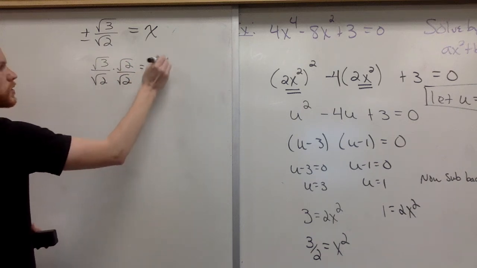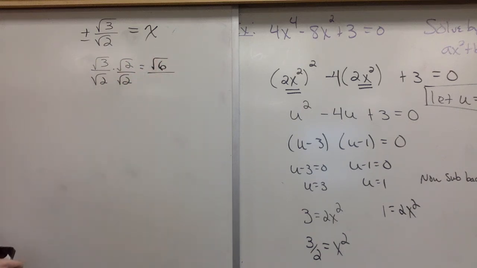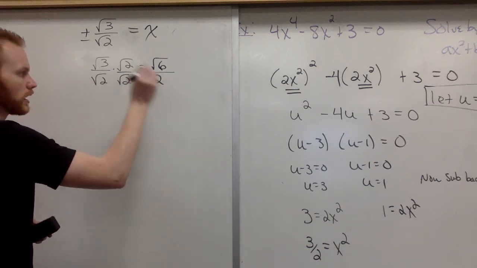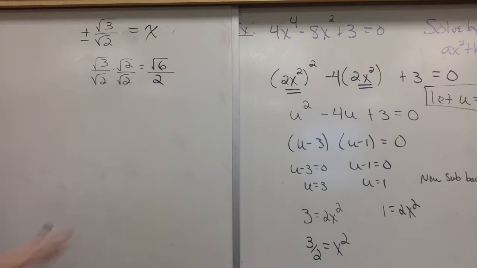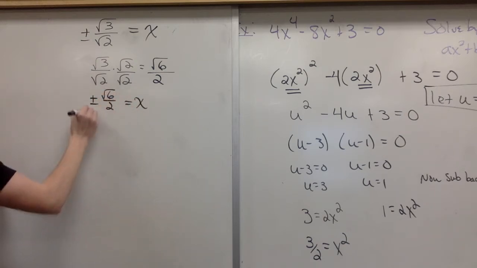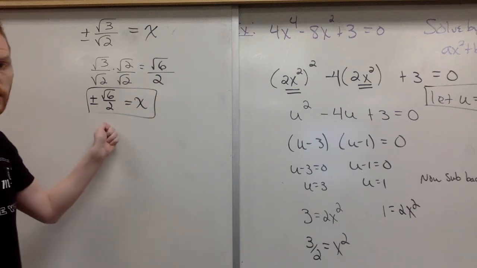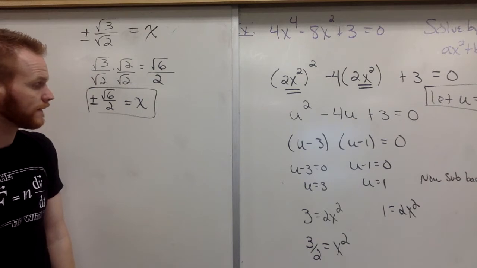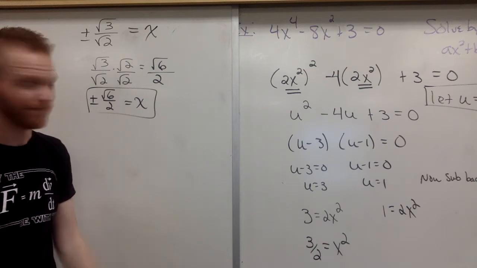So the numerator, I get square root of 6. The denominator, square root of 2 times square root of 2 is square root of 4. Take the square root of that, you get 2. So my x value is plus or minus the square root of 6 over 2. Okay? These two answers will make this true. What do you think? So far, so good?